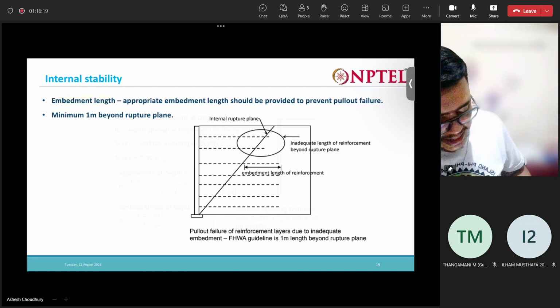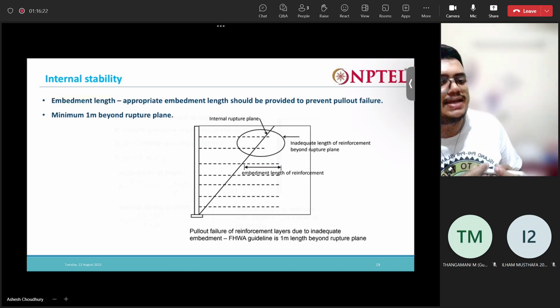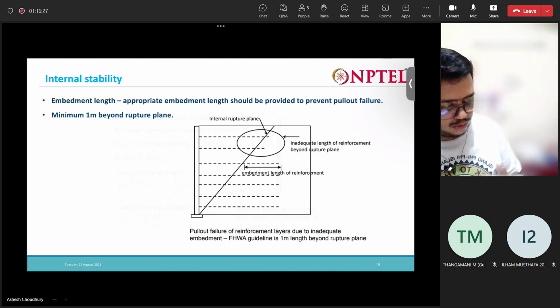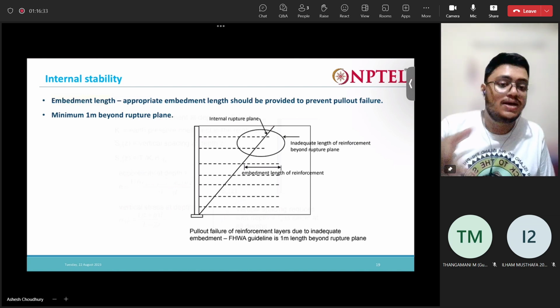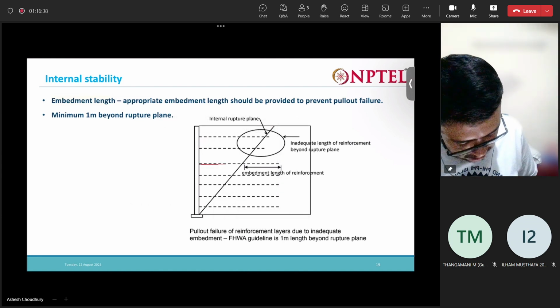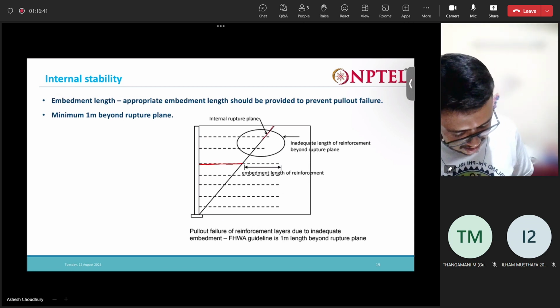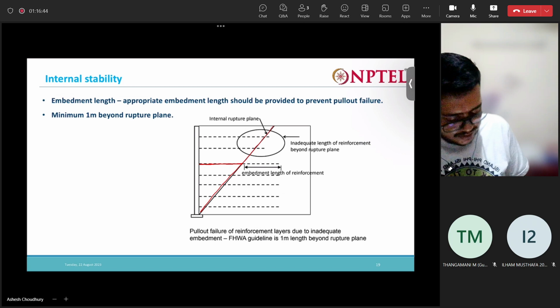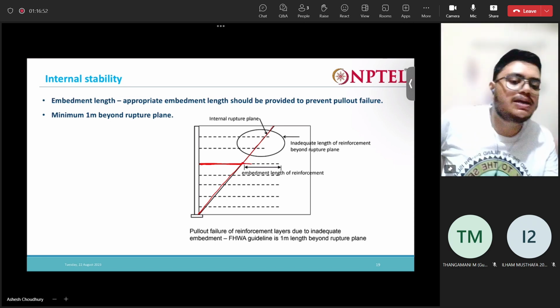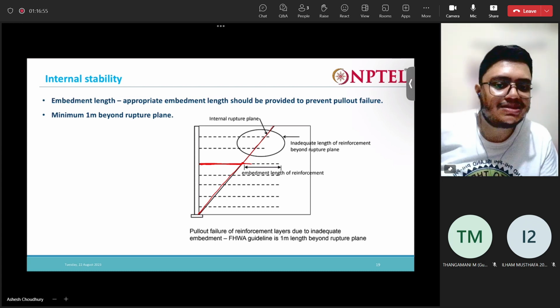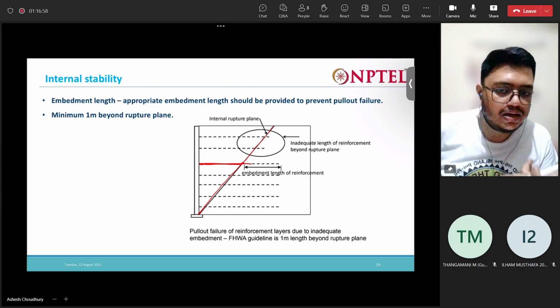Now embedment length. So embedment length means the length that you have to provide beyond the failure wedge. It is the most important thing, right? The embedment length is what holds the reinforcement in place. So here we are providing the reinforcement. This is the active wedge rupture plane, and this is the reinforcement, and beyond the active wedge you need to provide some extra length. This extra length gives some anchorage to the reinforcement.